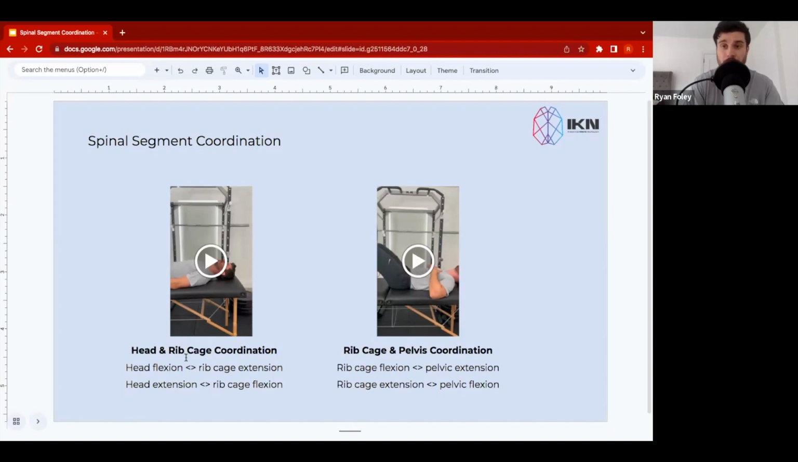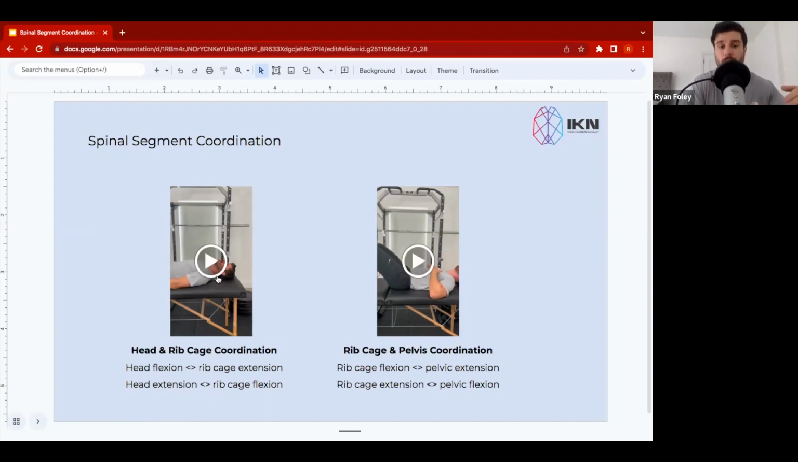Okay, so generally, if we're looking at these segmental interactions from a coordinated perspective, if we wanted to try and facilitate greater coordinated variability, we want these segments to have the capacity to move in opposition to one another, to express opposing directional movement behaviors. So when the head flexes, we want the rib cage to have the capacity to extend. And this will naturally occur in a supine position. The same thing in the other sagittal plane direction. So when the head extends, the rib cage will have the capacity to flex.